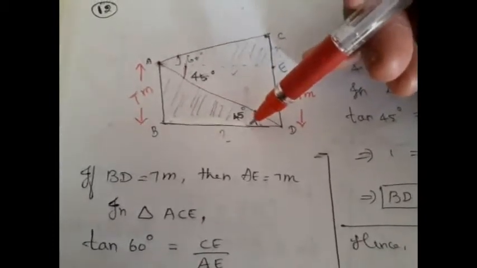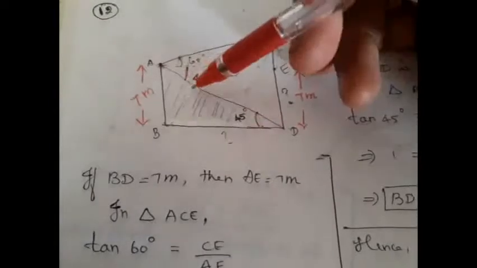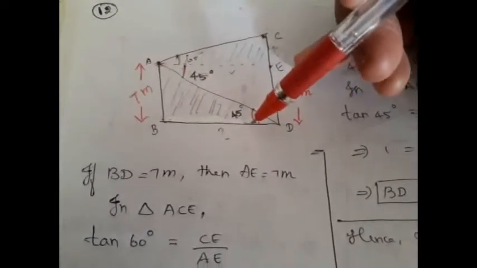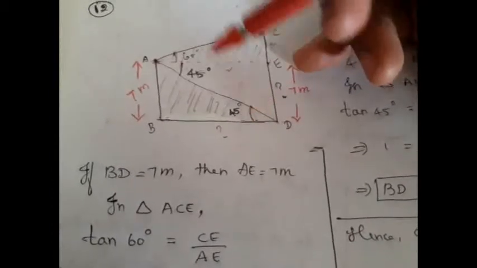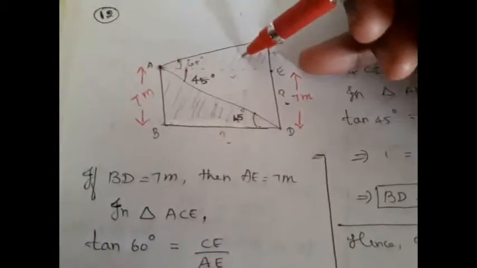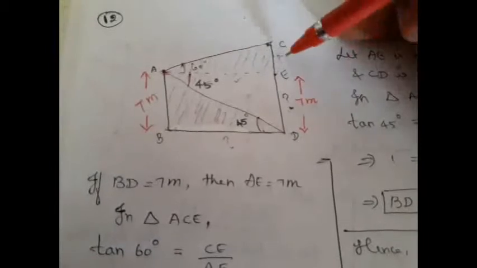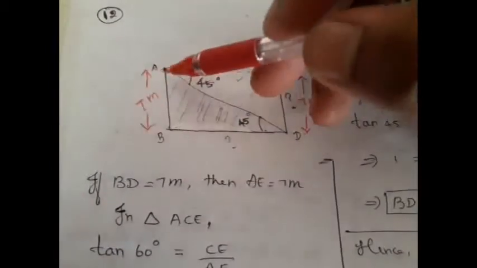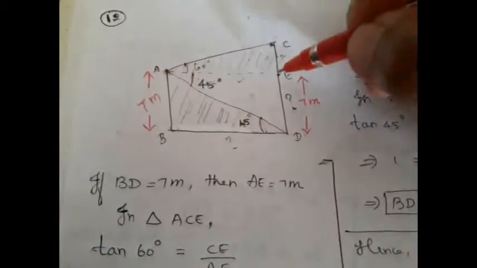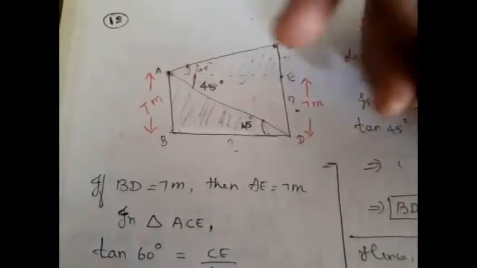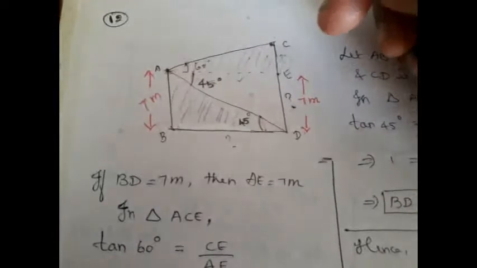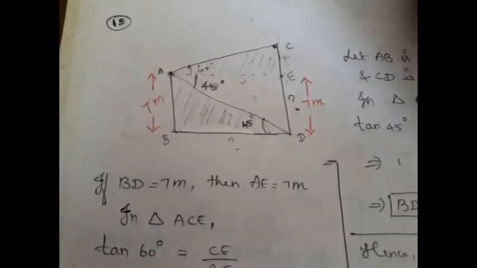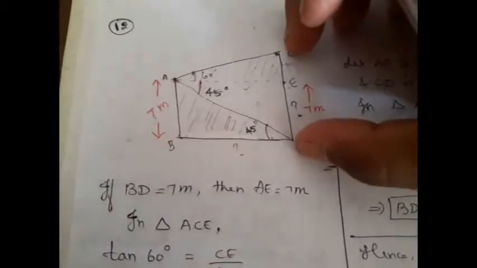So a problem involving angle of depression, we will convert it to the angle of elevation by using the properties of parallel lines, right? Now we got two right triangles and they asked you to find the height of the tower. If this is going to be 7 meter, then this ED is also going to be 7 meter only, because AE is parallel to BD and the length of AE is also going to be the same as the length of BD. Now we need to find the height of the tower.